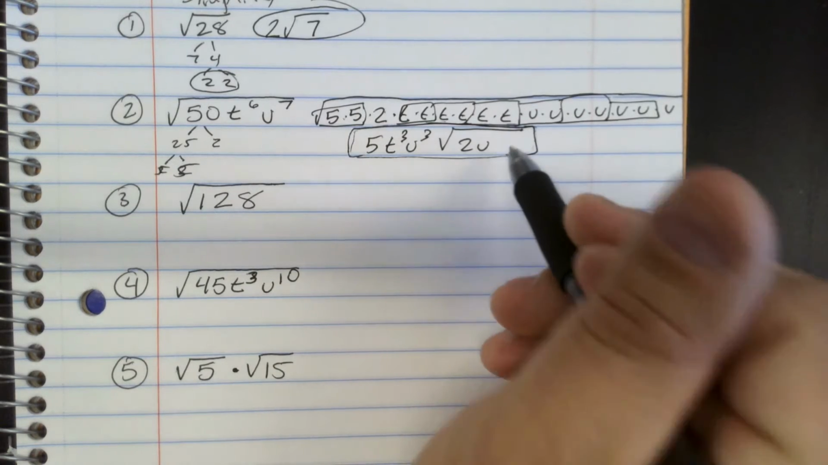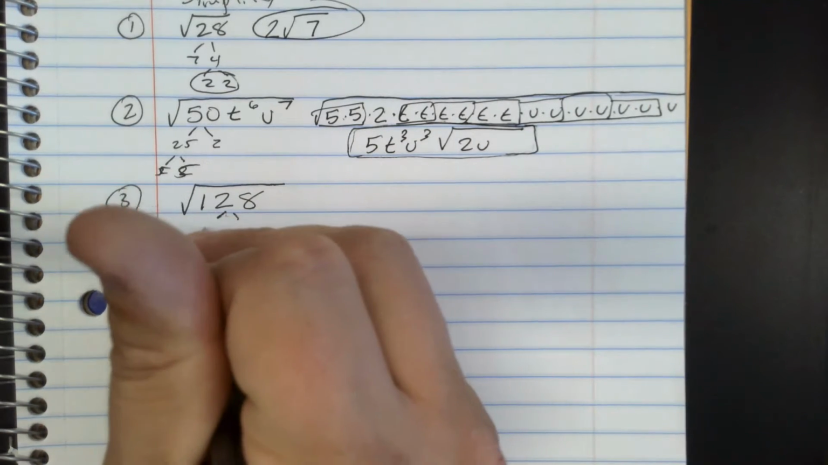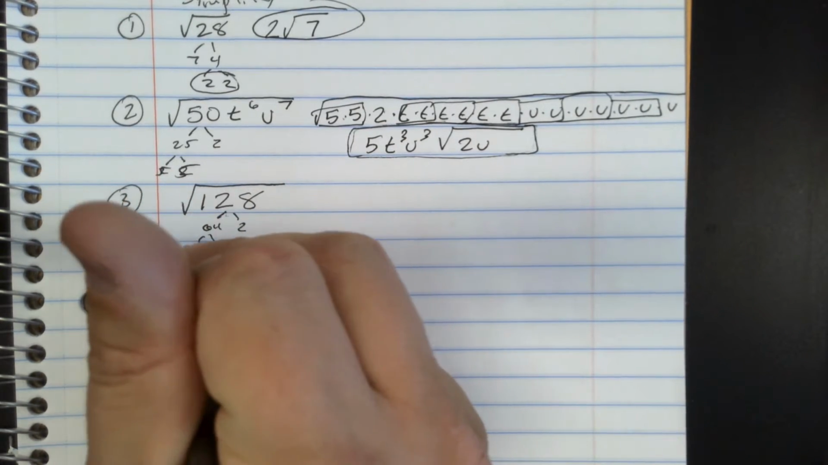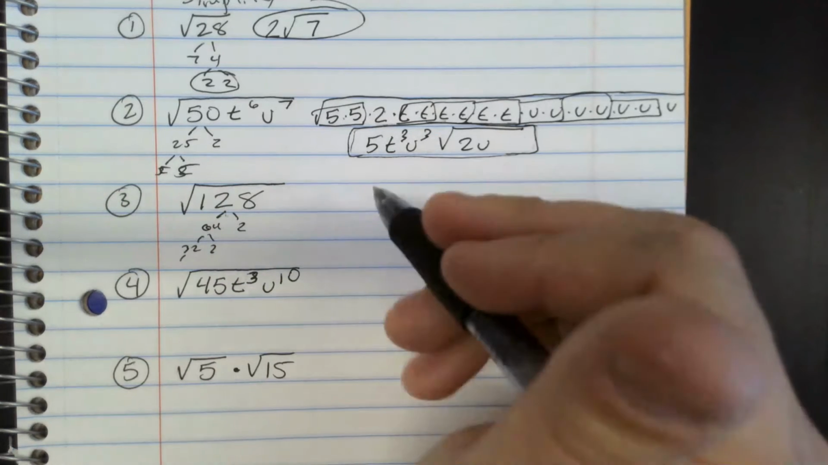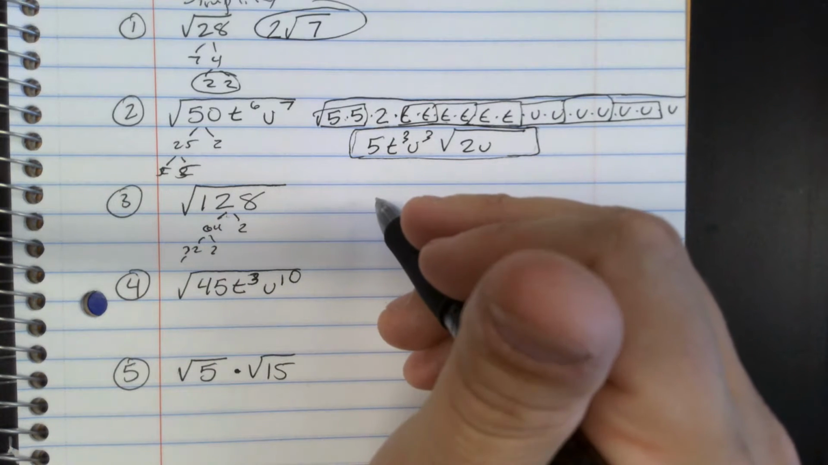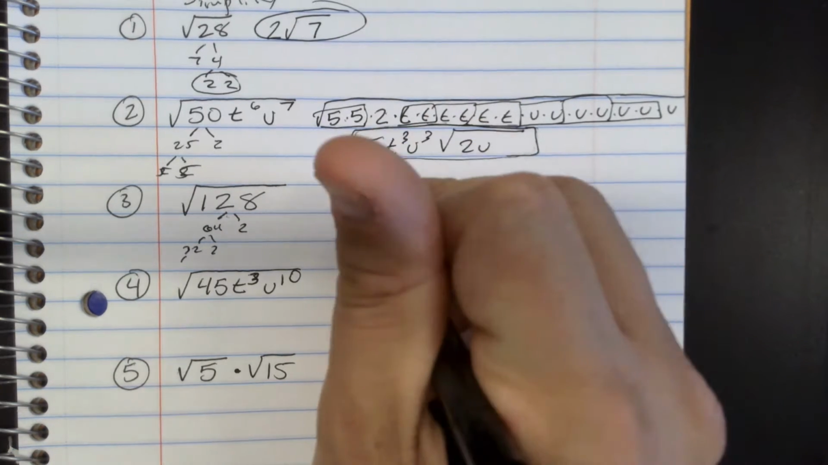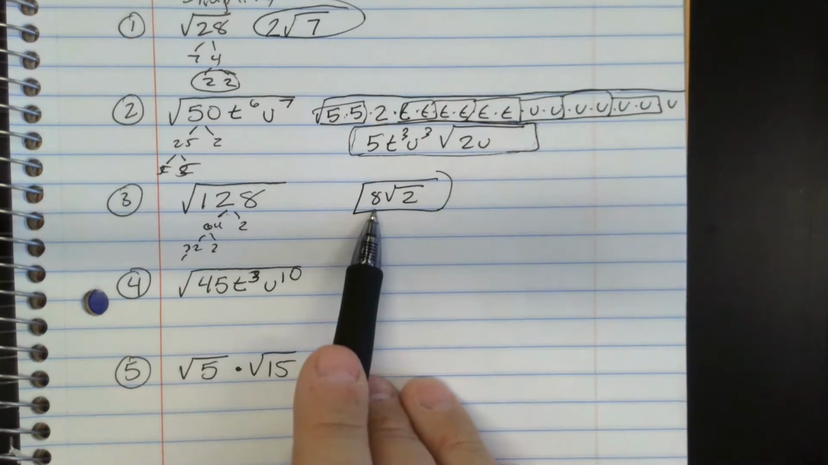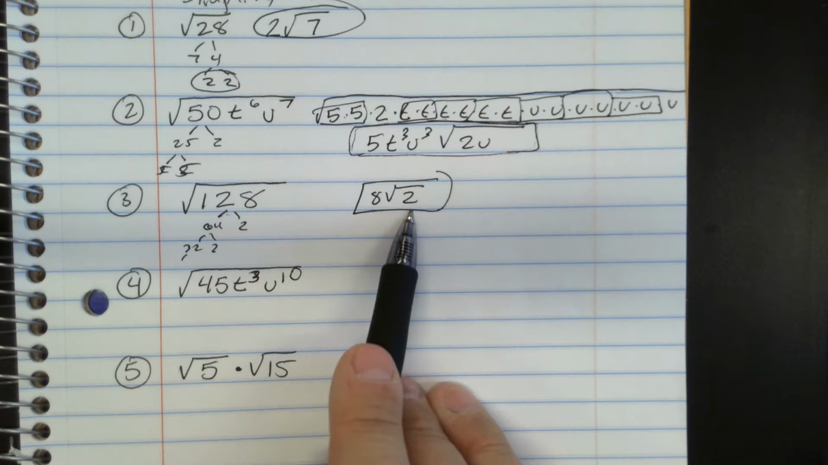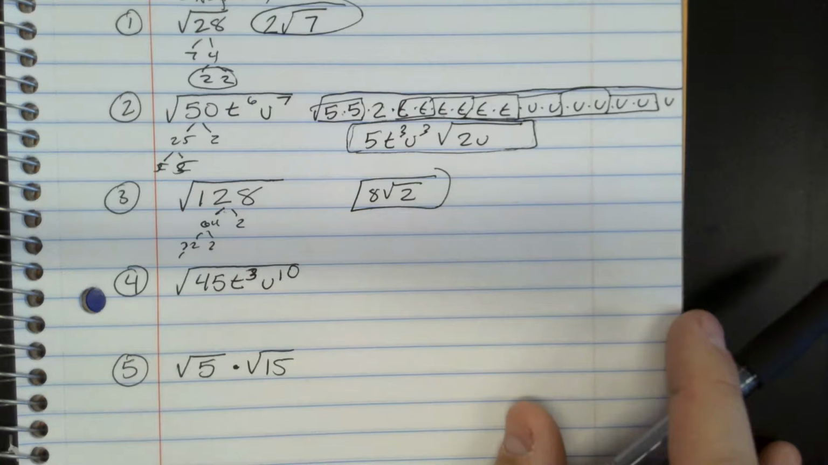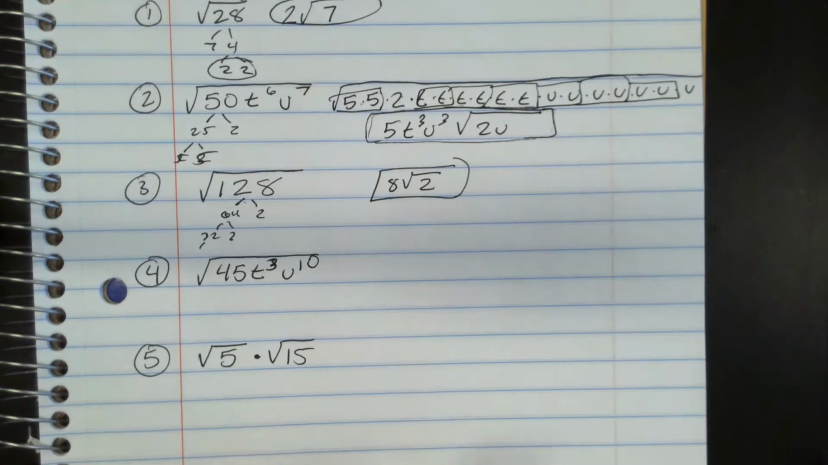Okay. Number 3, 64, 2. 32, 2, I don't have room. What's the answer? Is it, hold on, 8 square root of 2? Yeah, really. You want to know how I know that? What's 8 times 8? Times 2? Cool, right?